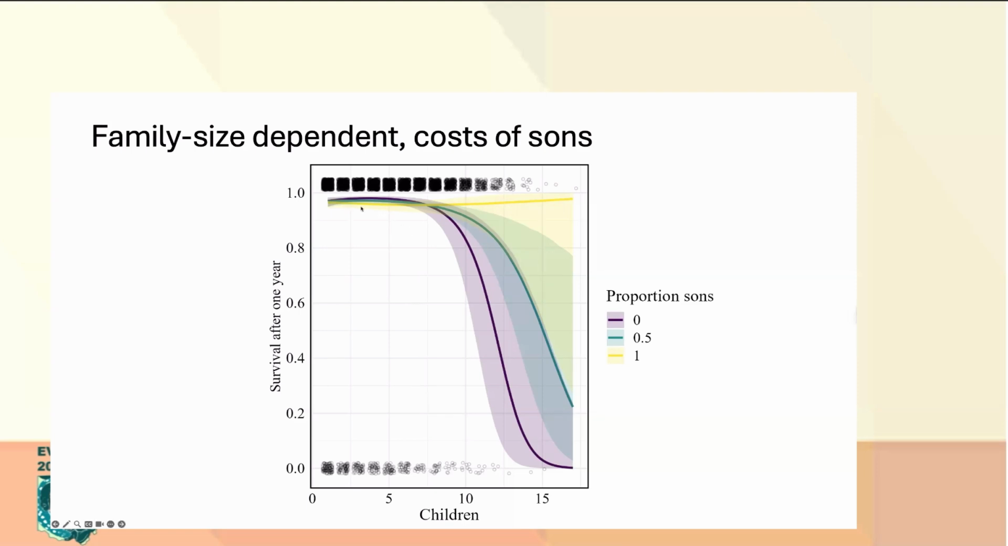But as we go into larger family sizes, families of 4 or the median of 5, there was an expensive son cost. So mothers who had more sons, that's the yellow line here of 1, had lower survival than mothers who had just daughters. And this effect actually started to reduce and then actually turn around in larger family sizes. But you can see the error is massive because we've got few sample sizes here.